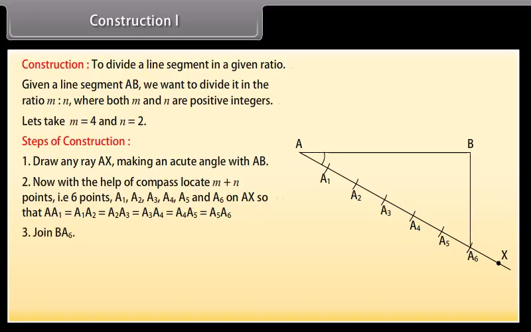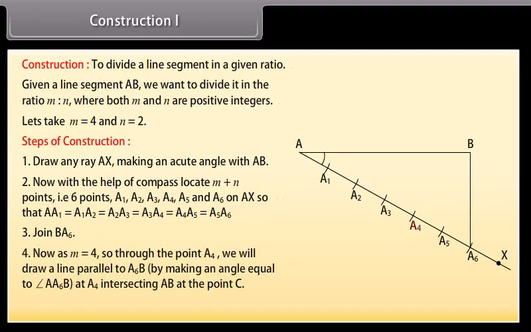Join BA6. Now m is equal to 4, so through the point A4, we will draw a line parallel to A6B by making an angle equal to angle AA6B at A4, intersecting AB at the point C. Then AC is to CB is equal to 4:2.